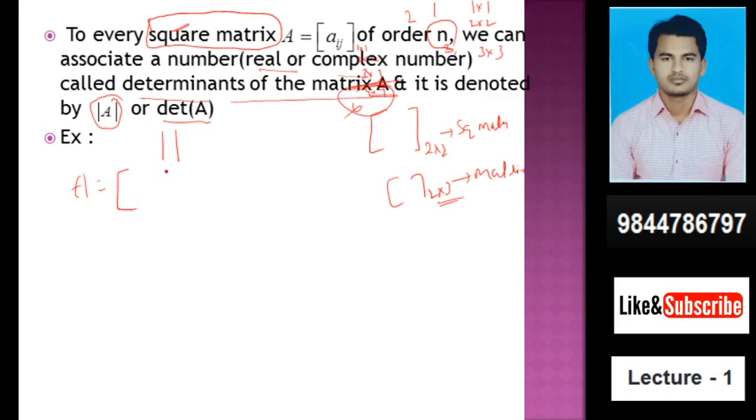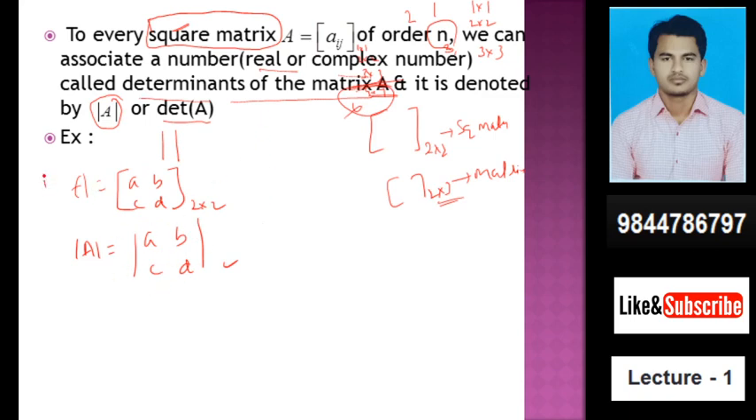Just I will take a square matrix. Be careful. Square matrix with 2 cross 2: a, b, c, d. This is our matrix. So this matrix has to be converted into a determinant like a, b, c, d. This is the form of determinant. The difference is this is our matrix and this is our determinant.